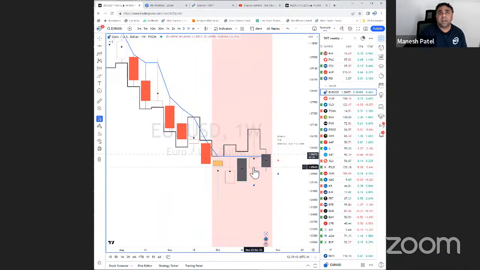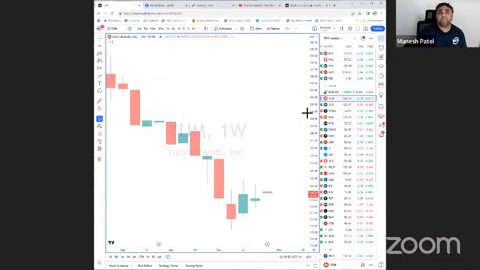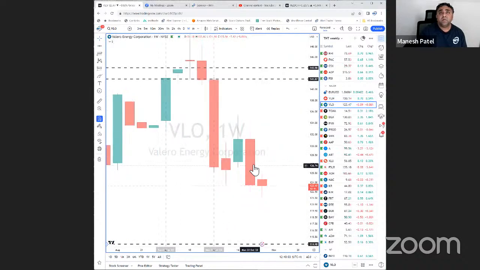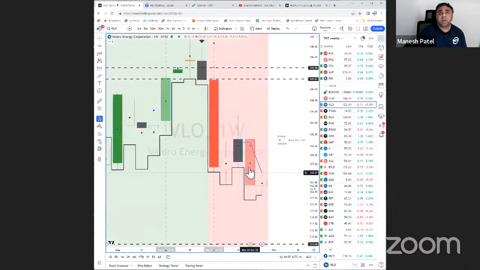Here's Euro USD. This was bearish here. It really didn't enter at all, which is this blue dot right there, so there's no trade. This is Yum Foods. Last week right there was a TNT. It did not break the low at all, so there's no trade. Valero, VLO. It's loading. We did enter right here. It was profitable at the end of the trade. So that's about three. I think that's three.